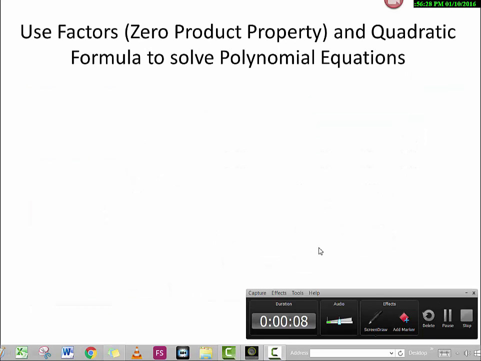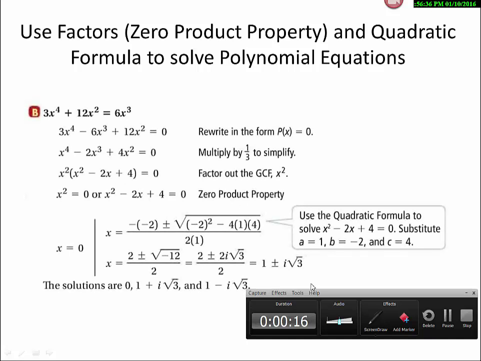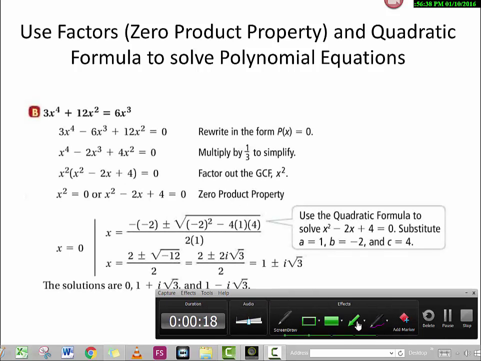Now let's take a look at another example. In this example, we're going to combine factoring and the quadratic formula to solve the polynomial equation. So here's what we have. The first step is to set the right hand side equal to 0 so that later on we can use the zero product property.